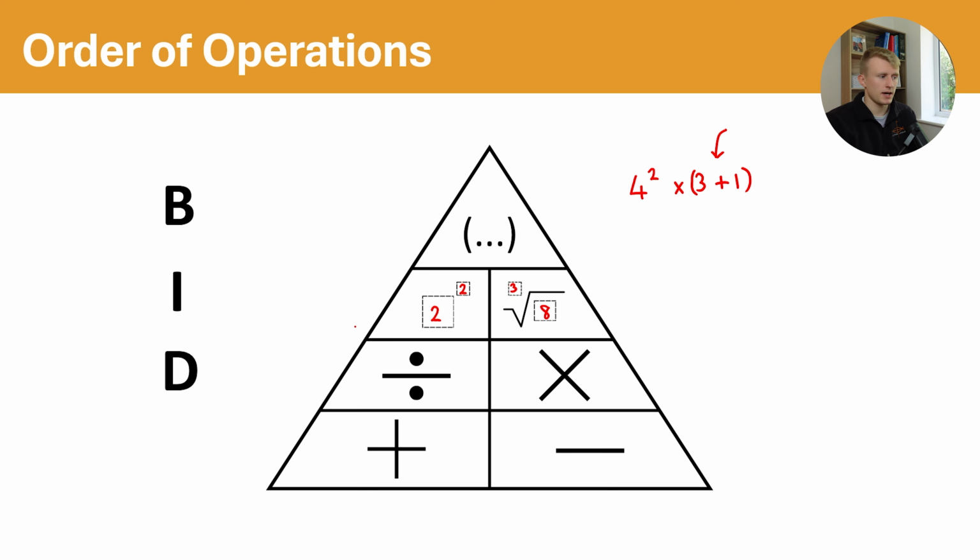And after indices, we have division and multiplication. They are on the same level, so they're the same priority. And if we're working through those in a calculation, we want to work from left to right. And the last level is addition and subtraction.